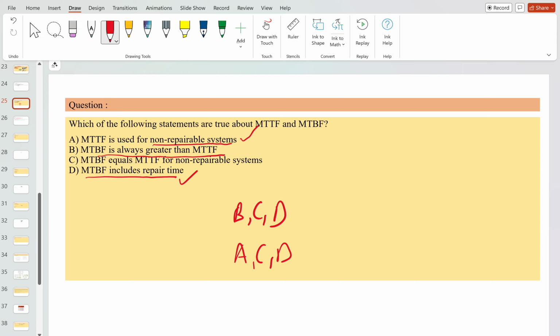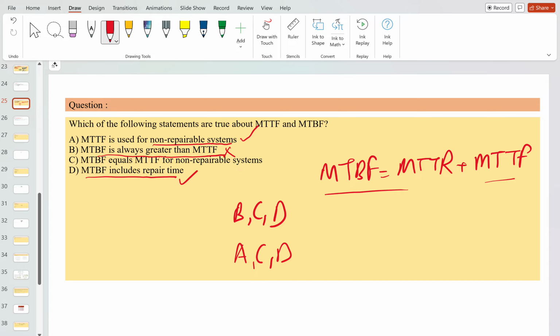MTBF is always greater than the MTTF. That is false. Why? MTBF is equal to MTTR plus MTTF. So how can you say MTBF is always greater than MTTF? No, not always. It can be equal, because if the repair time is zero, the MTBF is equal to MTTF. So it is not always greater than, it can be greater than or equal to. In that situation this is false.